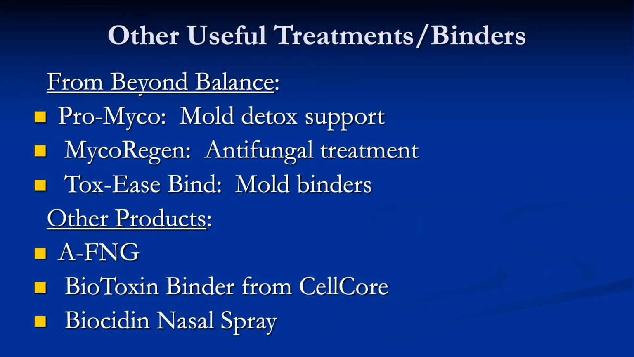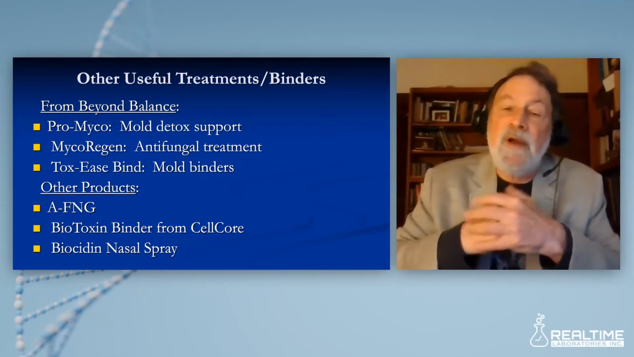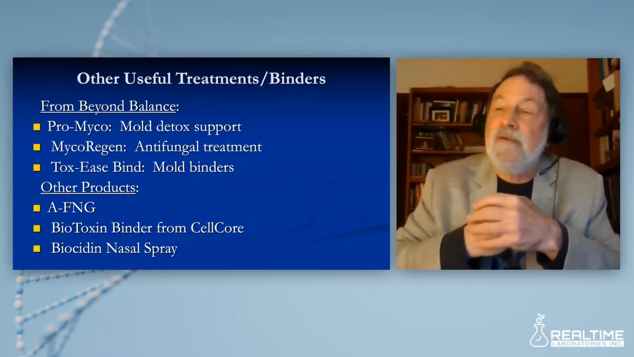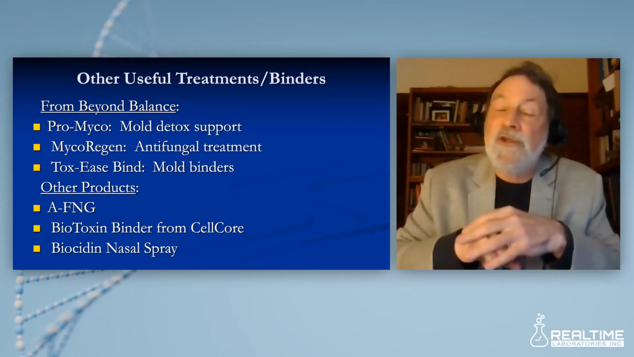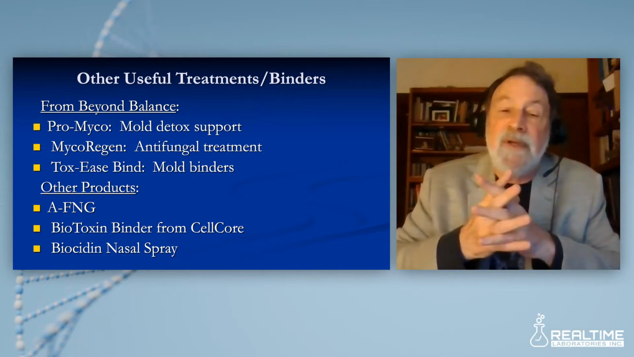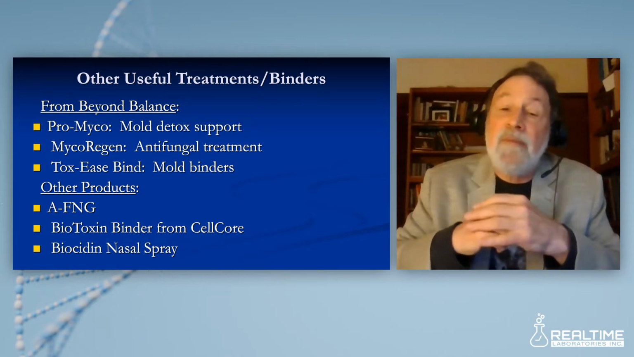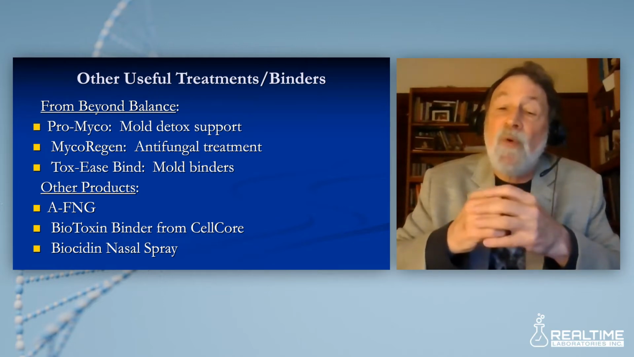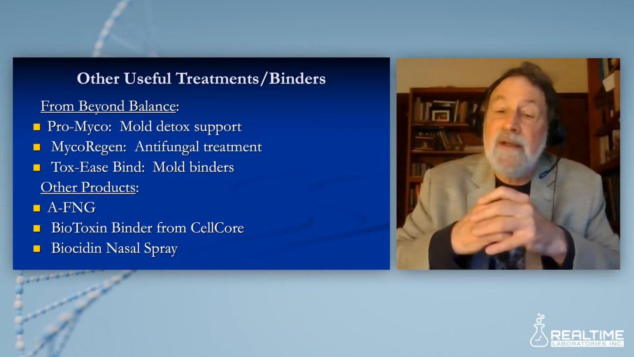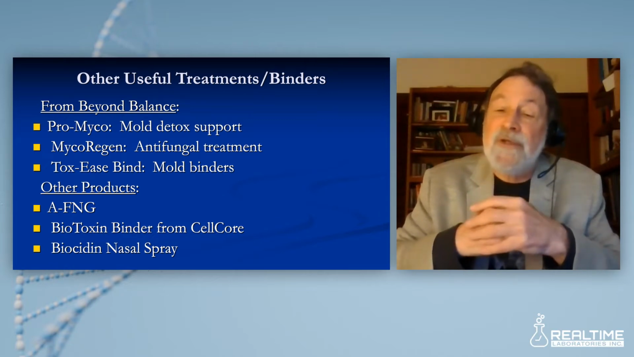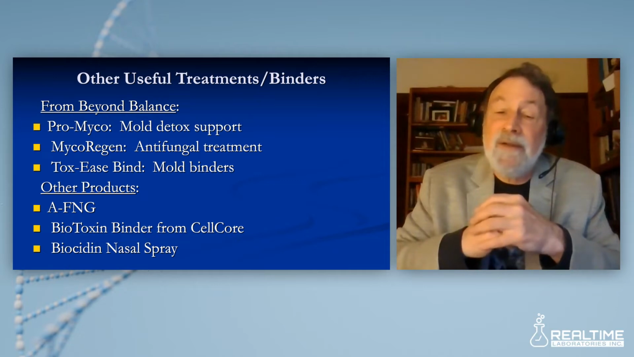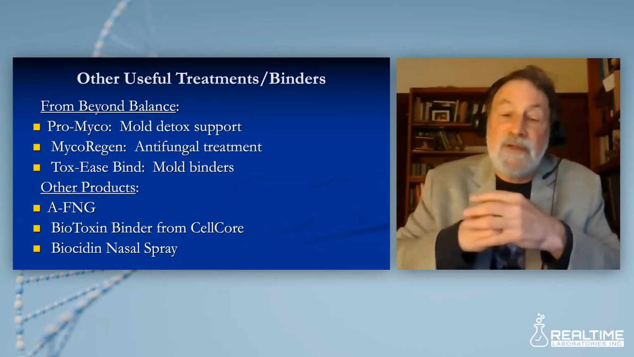Other useful treatments, other adjunctive treatments. I'm going to list here a number of products that I have found helpful, remembering that I have no financial ties to any of these companies that make these. From Beyond Balance, they make ProMyco, which supports the ability to detoxify, Mycorrhigan, which assists with antifungal treatment, and Toxis Bind, which helps to bind some of these toxins.